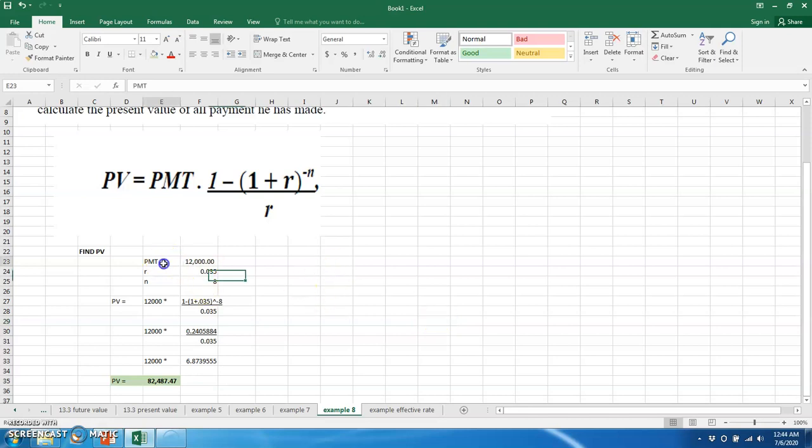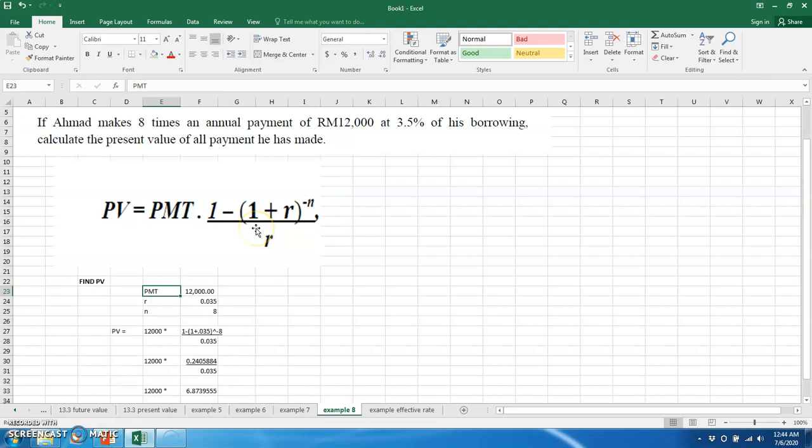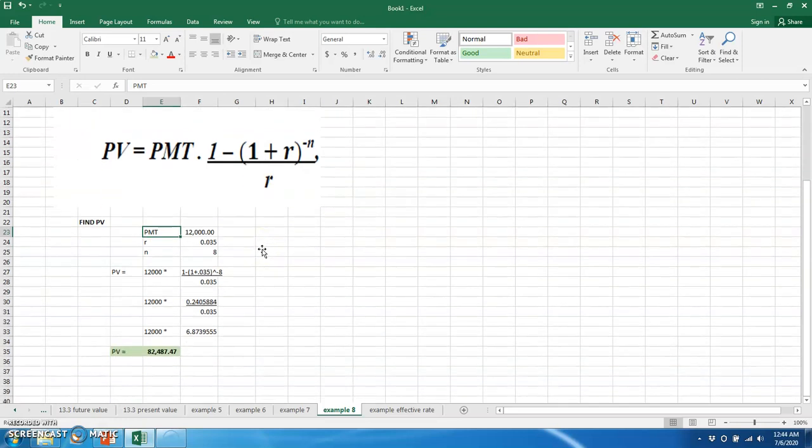Present value: you make 8 times of annual payment of 12,000. The interest is 3.5 percent. Calculate the present value of all the payments he has made.